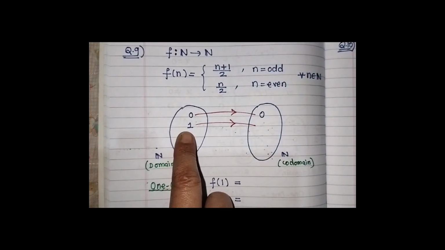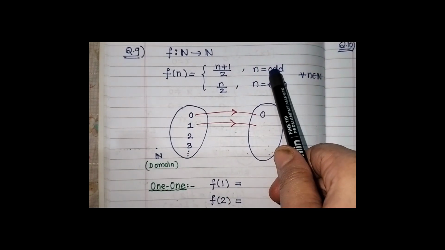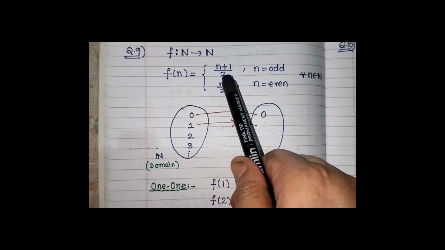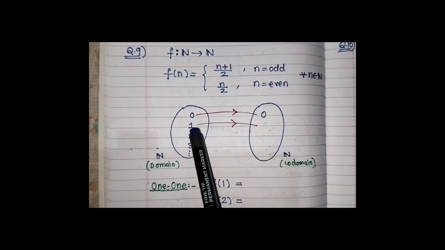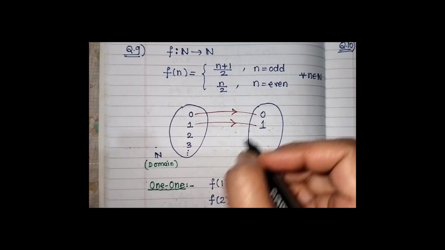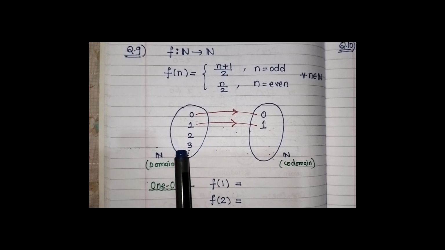What about 1? Now 1 is an odd number. So the definition for an odd number is (n plus 1) upon 2. So we will put 1 here. 1 plus 1 is 2. 2 upon 2 is 1. So 1 will map to 1. Like this you have to map all the numbers from the domain.